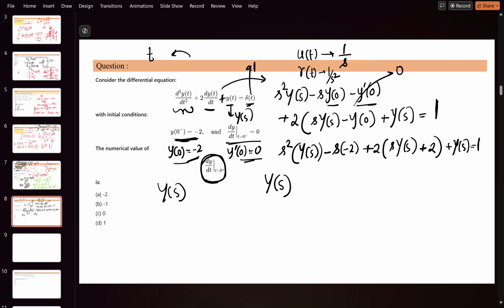Here, y dash (0) is 0 because it is given that y dash (0) is equal to 0. So that's why I have kept it as 0 here. This is y(0) only, this is not y dash (0).